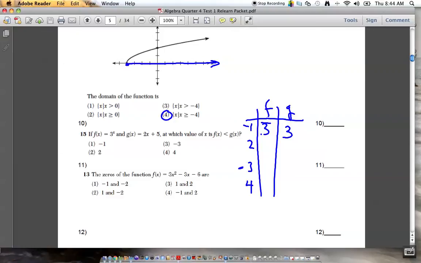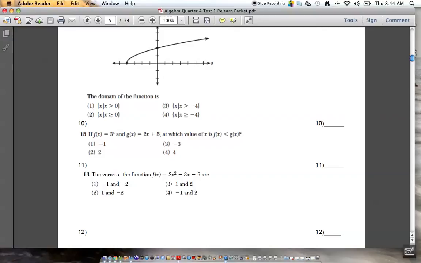2 times -1 is -2, plus 5 is 3. Clearly, it wants f is less than g. 3 to the -1 is 0.3 repeating, and 0.3 is less than 3, so the correct answer has to be choice 1. I'm going to try 4 just to show you that 4 does not work. 3 to the 4th is 81, and 2 times 4 is 8, plus 5 is 13. So it would not work. So you try the choices and make sure you get only the one that works. Choice 1 is it.